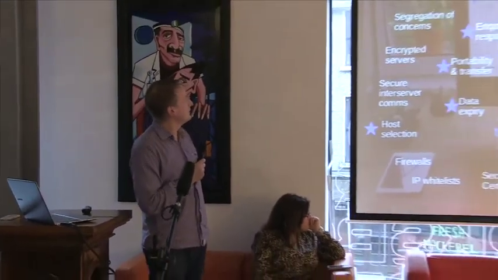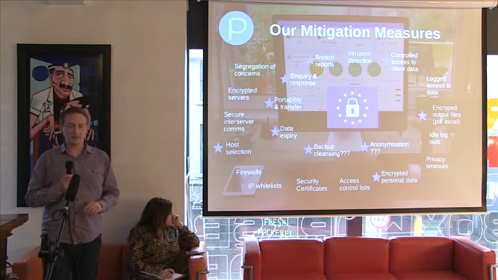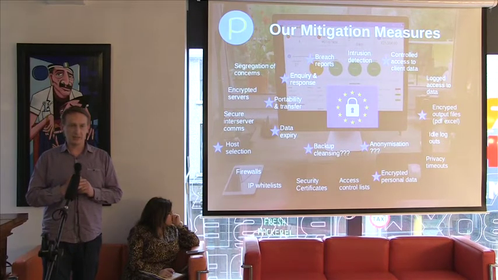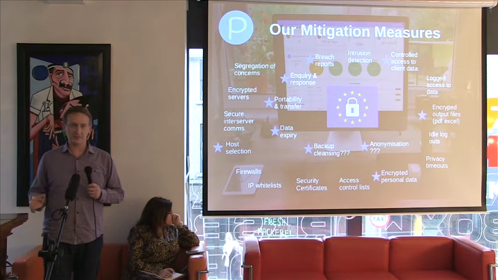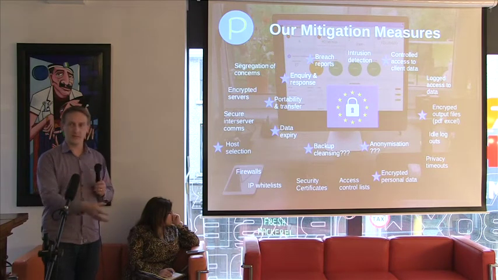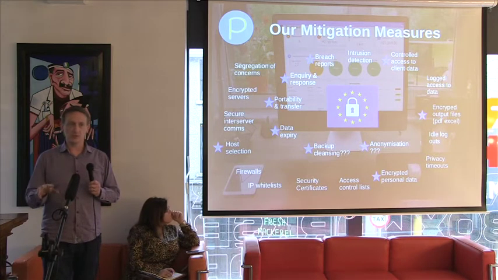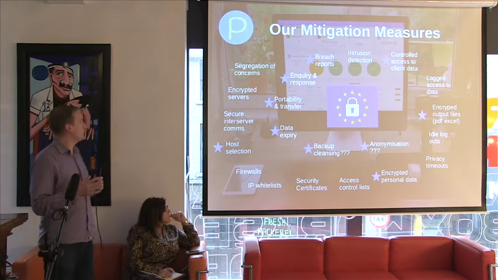So, what we implemented as a result of our data protection impact assessment. Now, if we start at the top left here, segregation of concerns. Basically, I split up everything that doesn't need to be located together. So I don't store my database information on the same servers as the software. I don't keep it on the same servers as the backup systems. Everything is sort of separated so that I can put proper security measures between those bits of service.